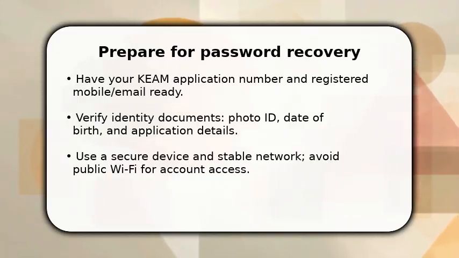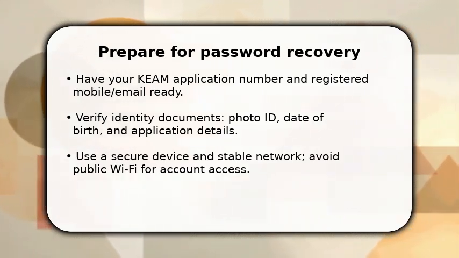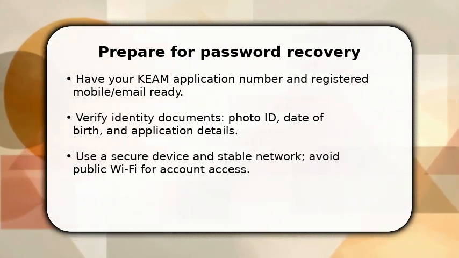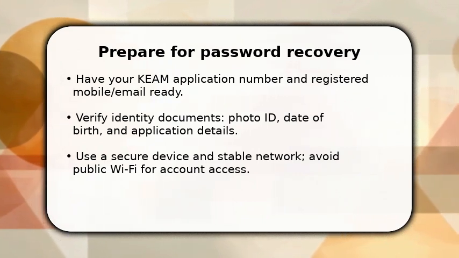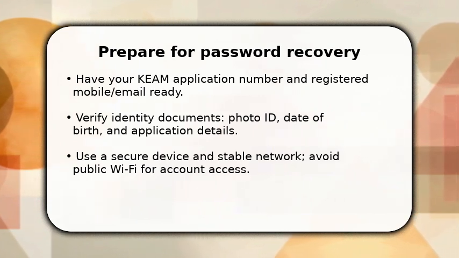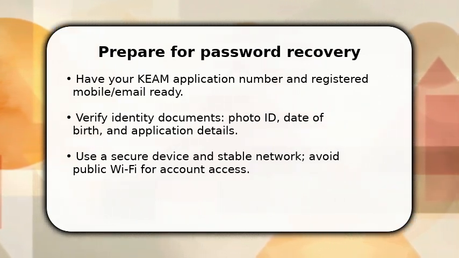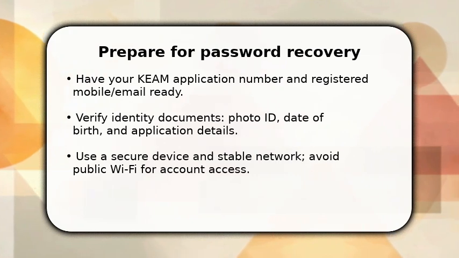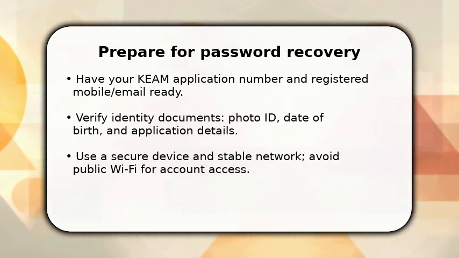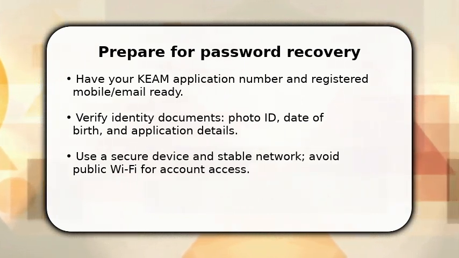You begin by gathering the essentials: your Keam application number, registered email and phone, and a government photo ID. Once done, use a private, secure device and reliable internet to avoid interruptions. Make sure you know the exact birth date and spelling used on the application. These items let the official recovery system verify you quickly, so don't try guessing passwords. Follow the sanctioned identity checks to start a legitimate reset.